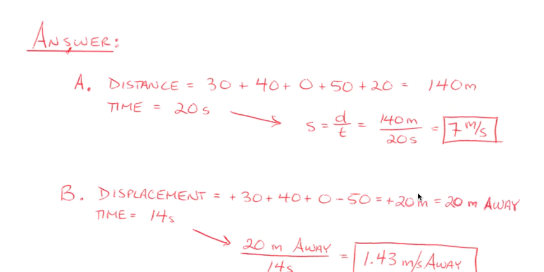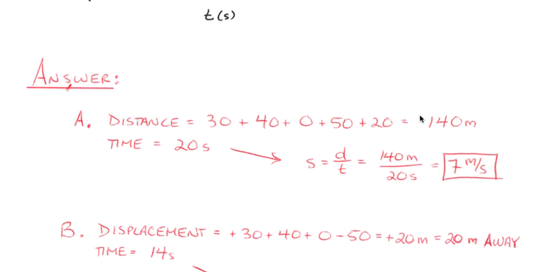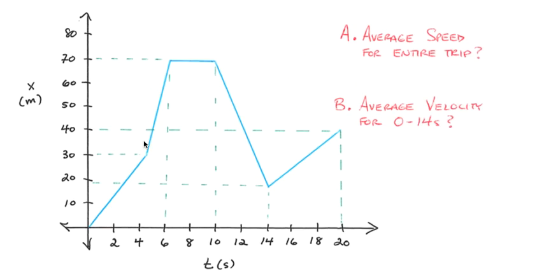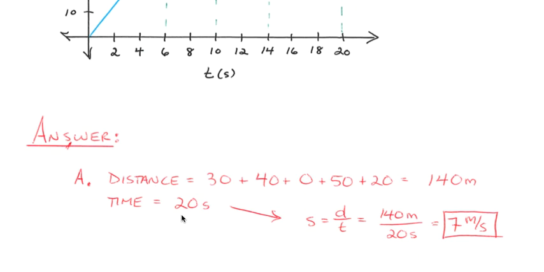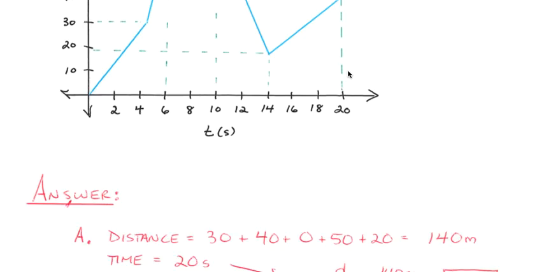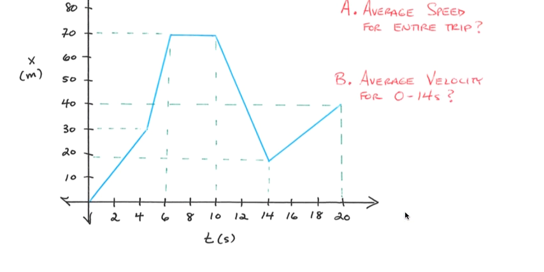To look at the answers really quickly, the first one asks for the average speed for the entire trip. So speed is distance over time, and since it's the average speed for the entire trip, I need to know my total distance and my total time. The total time should be easy. The whole trip took 20 seconds, so 20 seconds is my time. The distance, I just have to add them up.